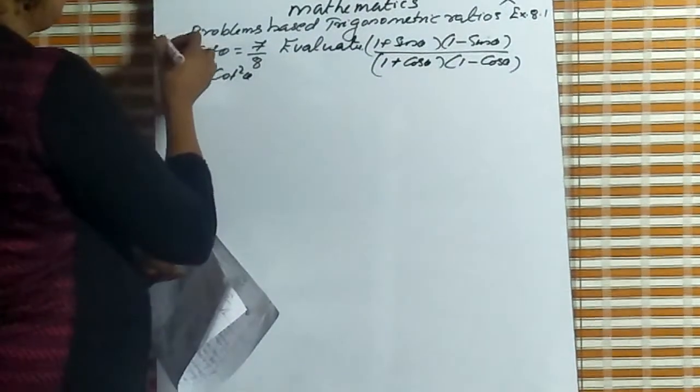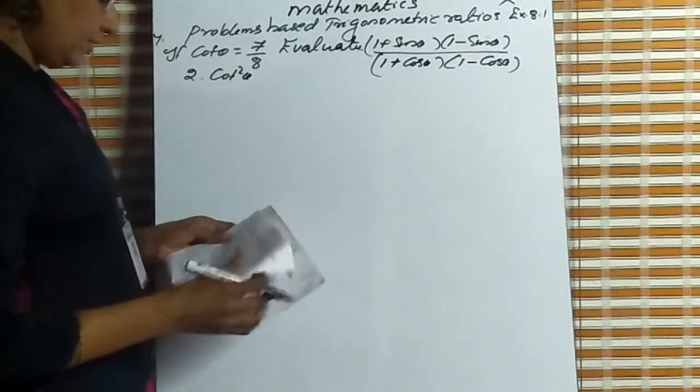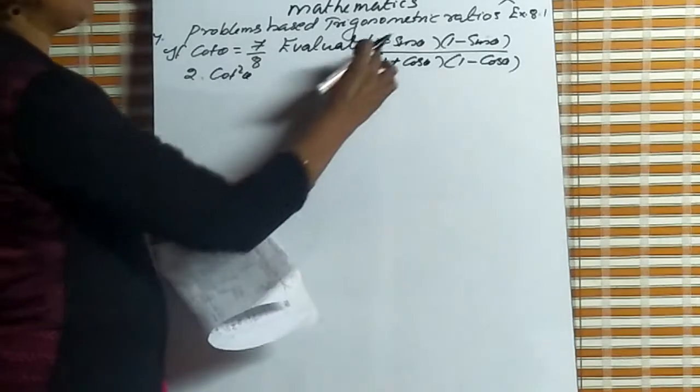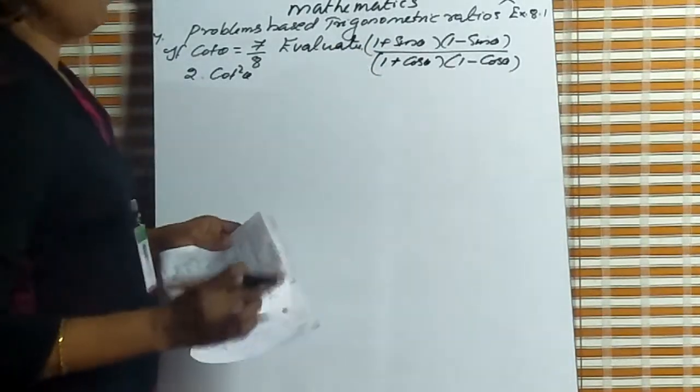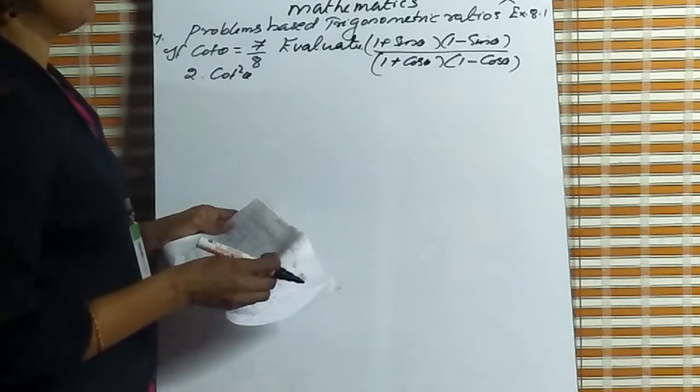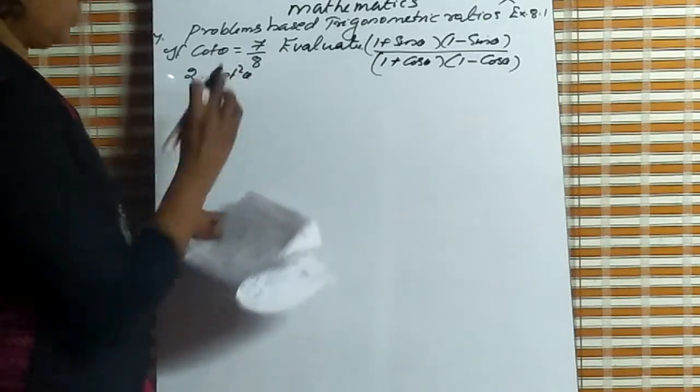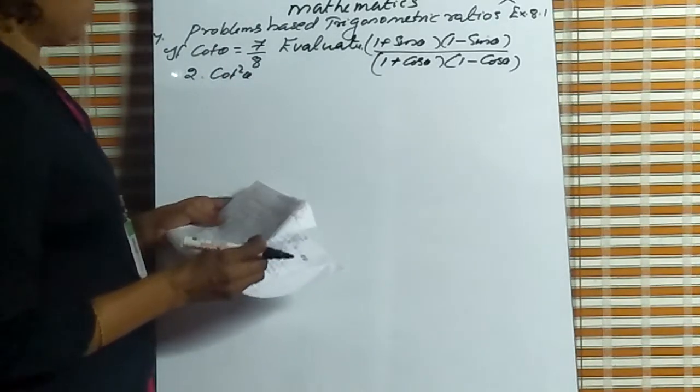Exercise 8.1, 7th question. If cot theta is equal to 7 by 8, evaluate (1 plus sin theta)(1 minus sin theta) divided by (1 plus cos theta)(1 minus cos theta). And second, find cot square theta.